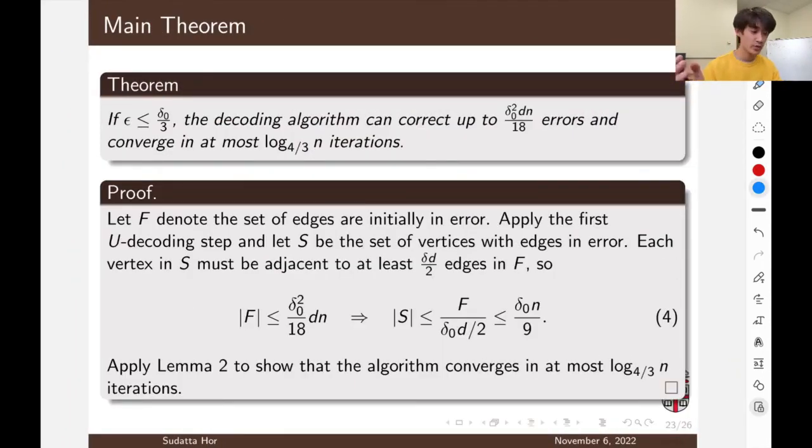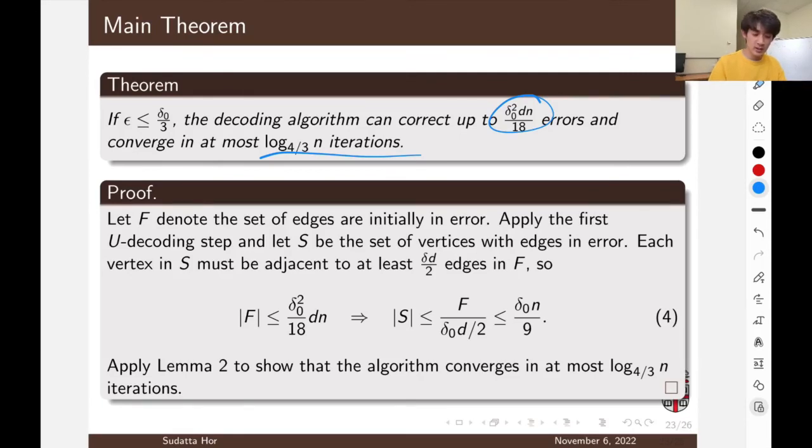Alright, next we move on to our main theorem, which is the decoding algorithm can correct up to this many errors and converge in a logarithmic number of iterations. So let's start out with F, the set of edges that are initially in error. We apply the first U decoding step, and then we let S be the set of vertices with edges in error. So each vertex in S must be adjacent to at least delta D over 2 edges in F.